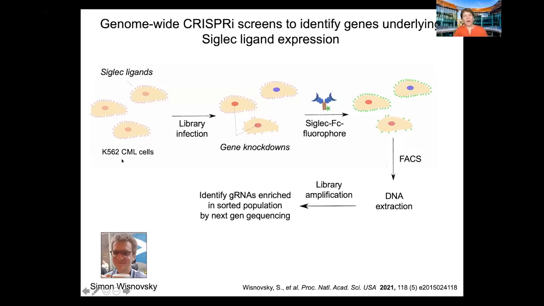And he did this by starting with a chronic myelogenous leukemia cell line called the K562 cell, which was transduced with a library of guide RNAs that knocked down each individual gene in the genome in each individual cell. And then he sorted out from this population of genome-wide knockdowns those cells that had lost their ability to bind individual Siglecs. And he could do this by flow cytometry sorting using soluble recombinant forms of the Siglec receptors fused to an Fc domain of an antibody and carrying a fluorescent probe.